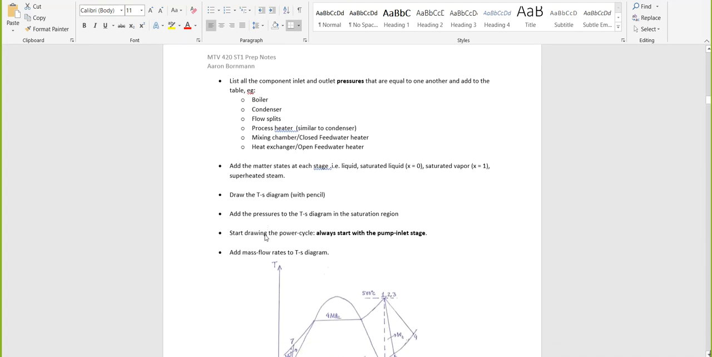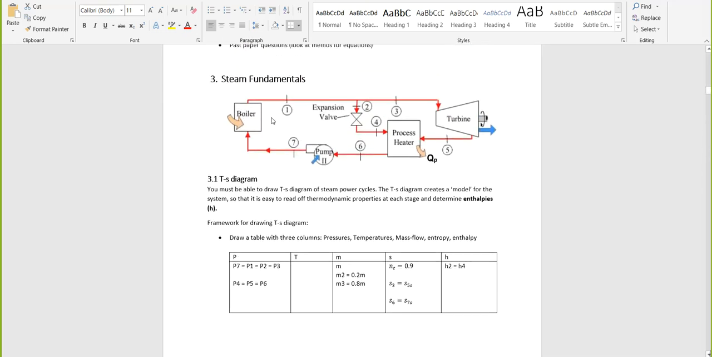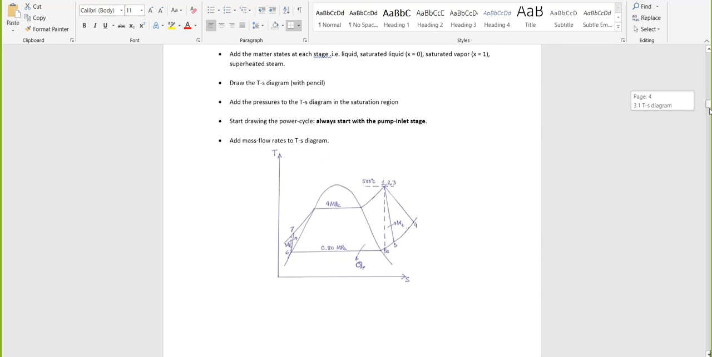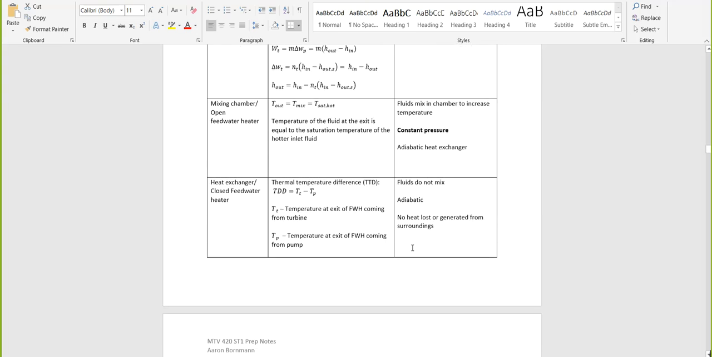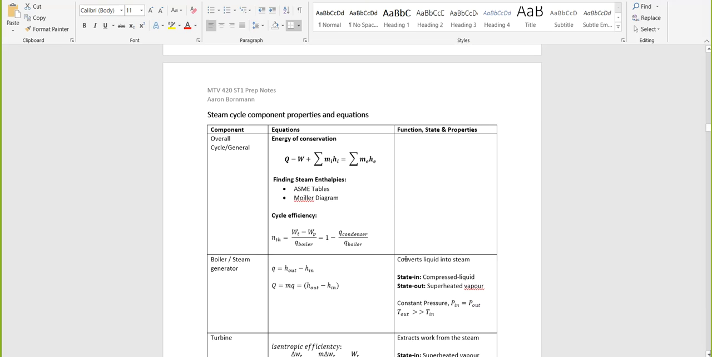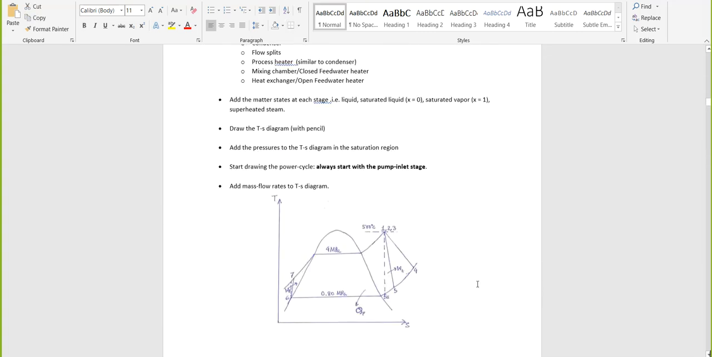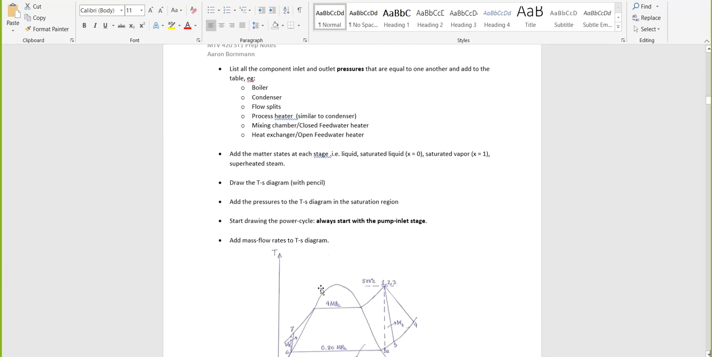Then you need to know the state at each stage. Is it a liquid? Is it a saturated liquid? As I've already given you the breakdown of what it is at each state, you just need to know that. I've broken it down here for you guys. Once we know the states and we have our table, it's very easy to draw our TS diagram.